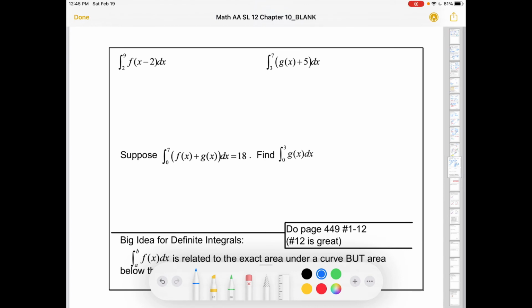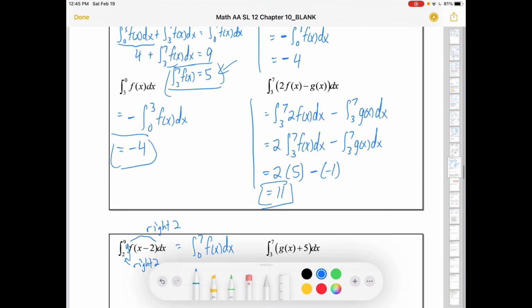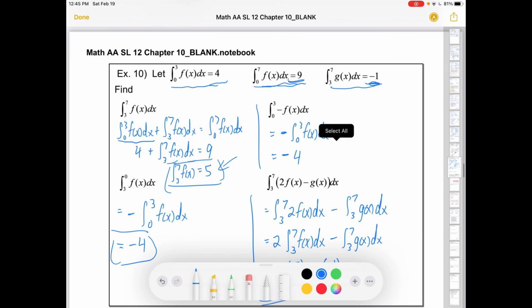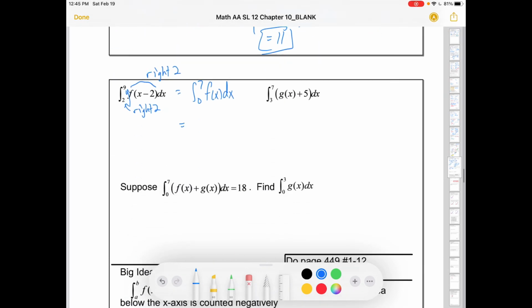So in this one, we've got f of x minus 2. It has moved right 2. But notice here that the boundaries have also moved right 2. So this should actually be equal to the integral from 0 to 7 on the basic function. If everything's moved right 2, well, then you have the same geometry happening. And the integral from 0 to 7 on f of x, let's check it out, is 9. So this is a way that we can connect with some of our function transformation stuff.